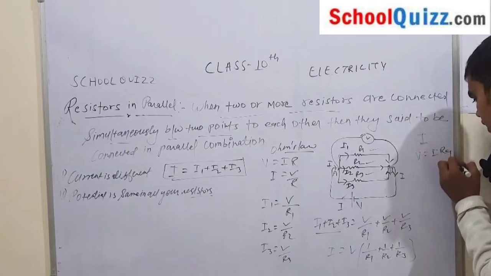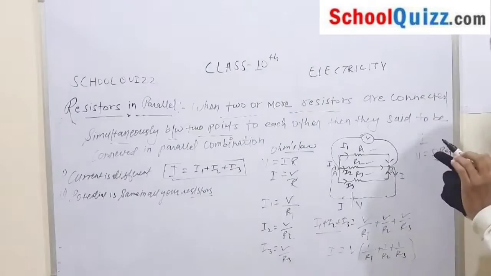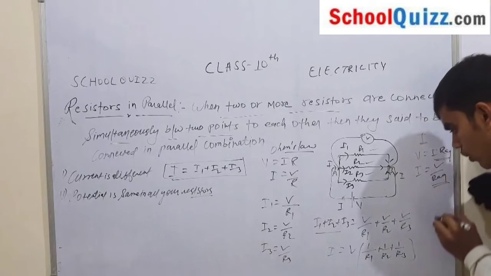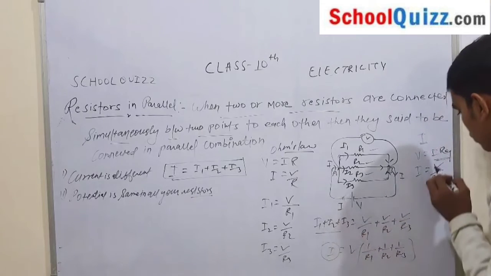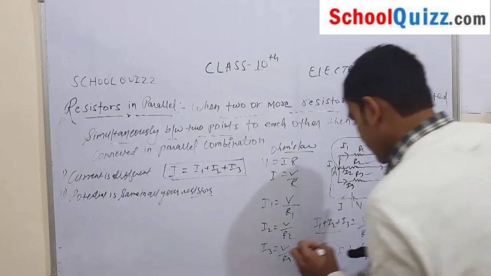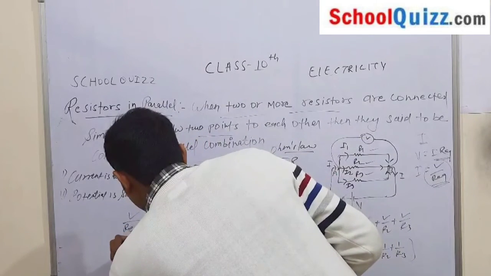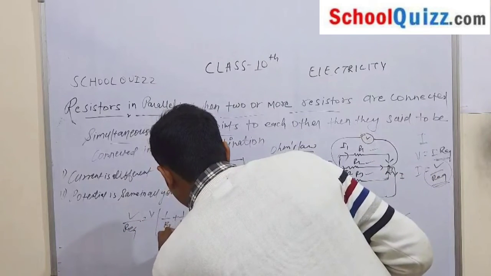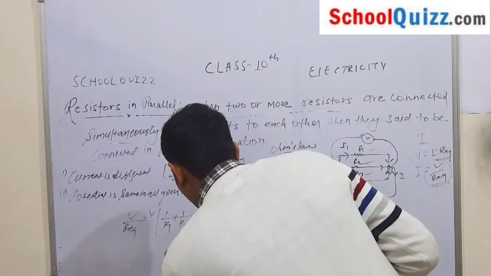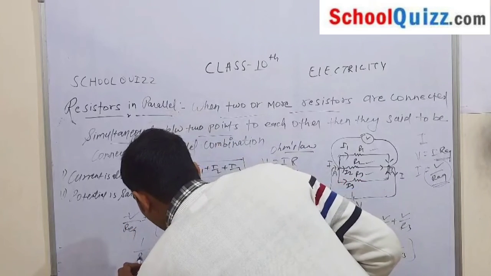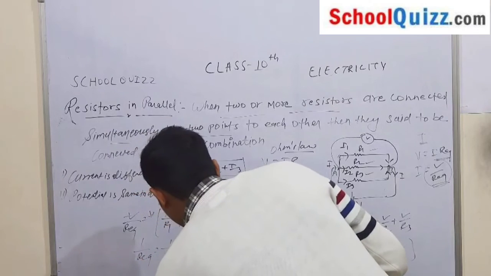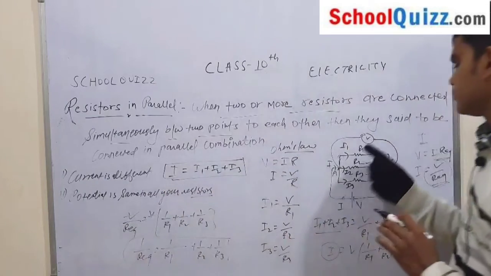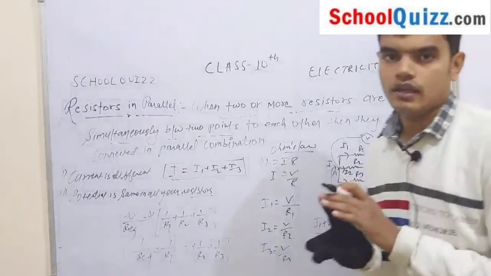So what is R here? R is the equivalent resistance of R1, R2 and R3. So the value of I here is V upon R equivalent. Now I replace the value of I with V by R equivalent. So V by R equivalent is equal to V times 1 upon R1, 1 upon R2 and 1 upon R3. So V and V get cancelled, and 1 upon R equivalent is equal to 1 upon R1 plus 1 upon R2 plus 1 upon R3. This is all about resistors in parallel.